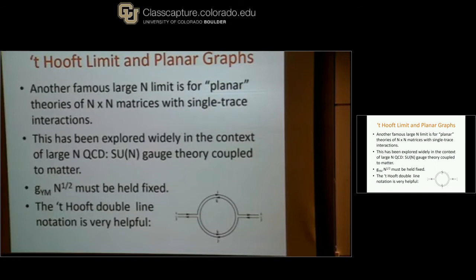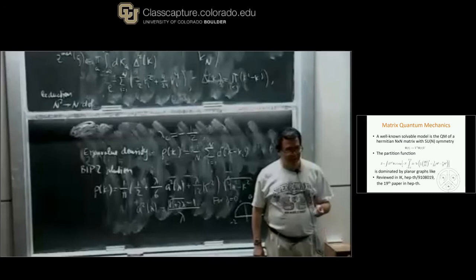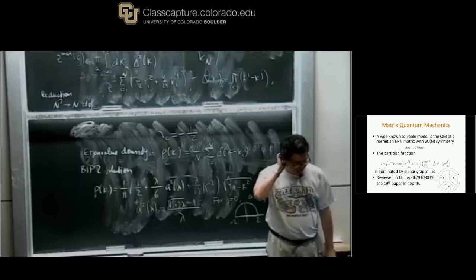So now, something I worked on a lot in the early 90s was this matrix quantum mechanics that's above d equals 0, but still okay. It's a d equal 1 system, which is still exactly solvable. And this was also shown in this BIPZ paper.